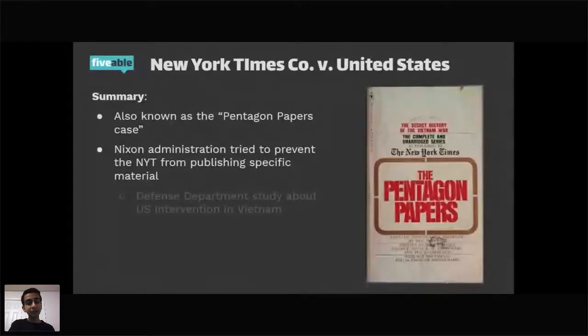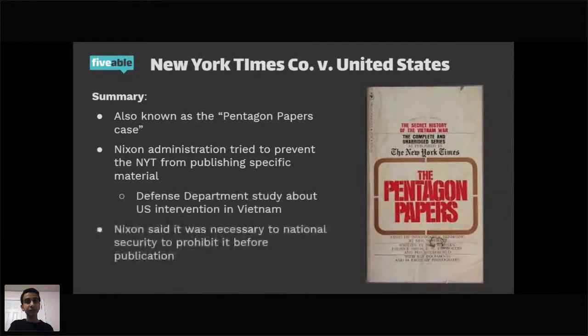Basically what they said was that it would be a detriment to national security. The Pentagon Papers were a Defense Department study about U.S. intervention in Vietnam, whether it was really necessary, kind of a cost-benefit analysis. Nixon said, like I said, it was necessary to national security to prohibit it before publication.